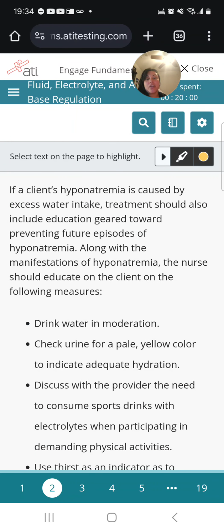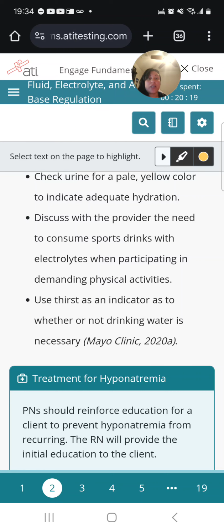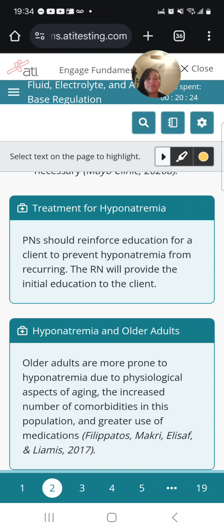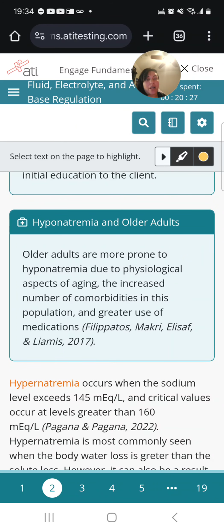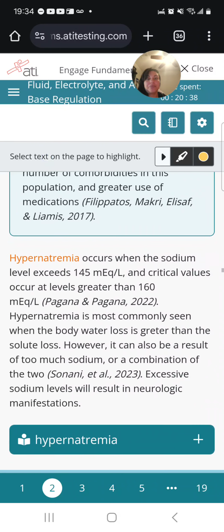So the interventions for hyponatremia would be drinking water in moderation. Check urine for pale yellow color to indicate adequate hydration. And discuss with the provider the need to consume sports drinks with electrolytes when participating in demanding physical activities. Use thirst as an indicator as to whether or not drinking water is necessary. Older adults are prone to hyponatremia due to the physiological aspects of aging, the increased number of comorbidities in this population, and the greater use of medications.